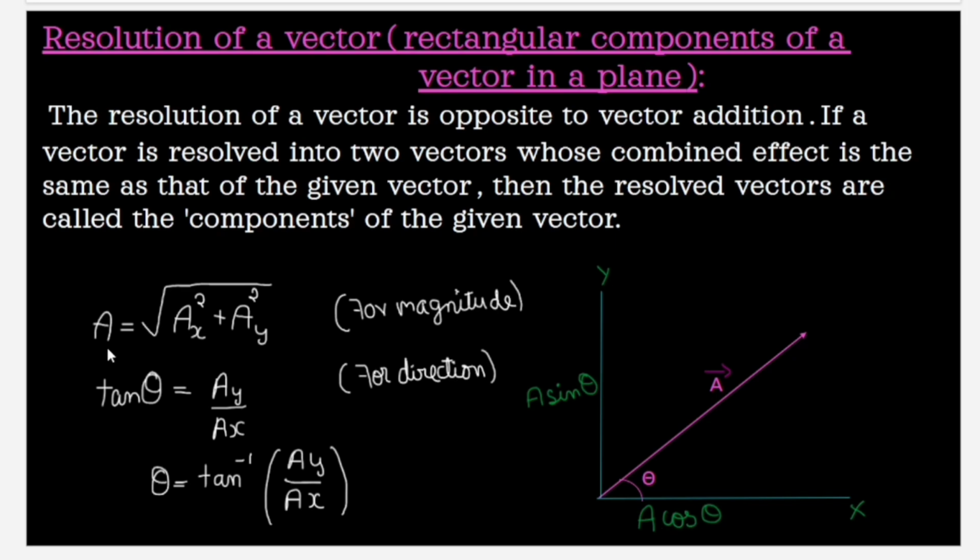For magnitude, A is equal to root of the sum of squares of its components ax and ay. For direction, tan theta is equal to ay by ax. Why ay by ax? Because tan theta is equal to sin theta by cos theta. Then we get theta is equal to tan inverse of ay by ax.